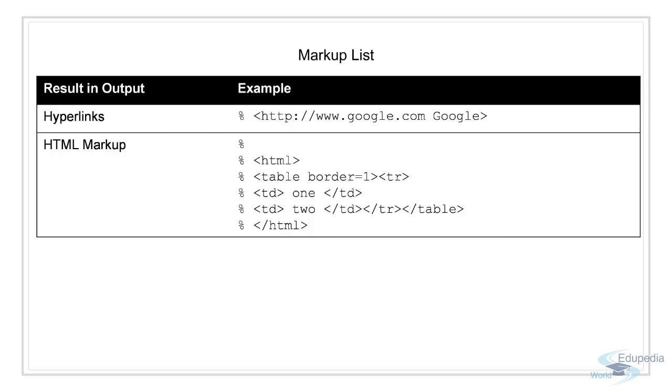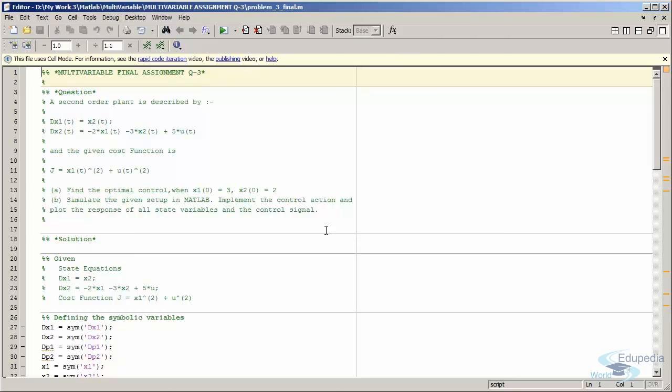So when we publish this as an HTML, then it will take this as HTML code. How to publish a MATLAB code? Here I have a script that I have written and marked up with comments. As you can see, I have created sections. First is the title section, then I created a question section, then a solution section, then a given section, and so on.